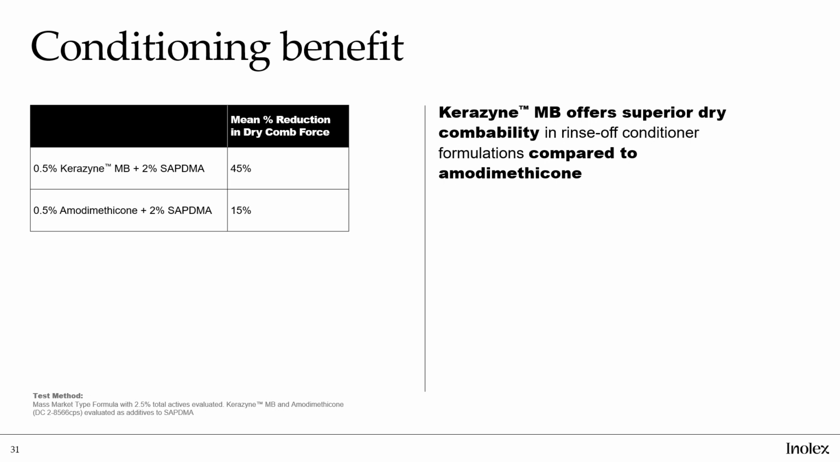I say this because we've actually looked at amodimethicone replacement with Kerosene MB in the past. In this case, I'm showing some data for a more traditional rinse-off conditioner based on stearamidopropyl dimethylamine. What we observed in this formulation was when we exchanged amodimethicone for Kerosene MB, we actually saw an increase in comb force reduction compared to amodimethicone. So it gives us a very good reason to believe that the amodimethicone in the detangler spray could be substituted with Kerosene MB to make a silicone-free formulation.